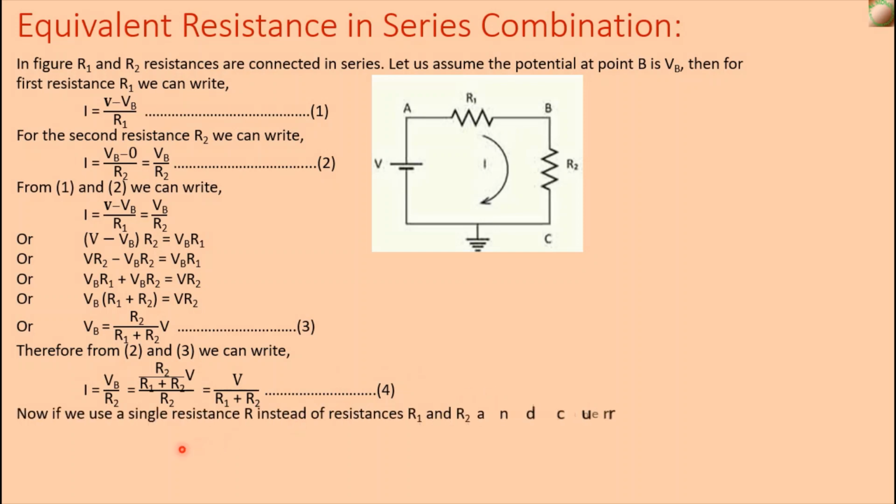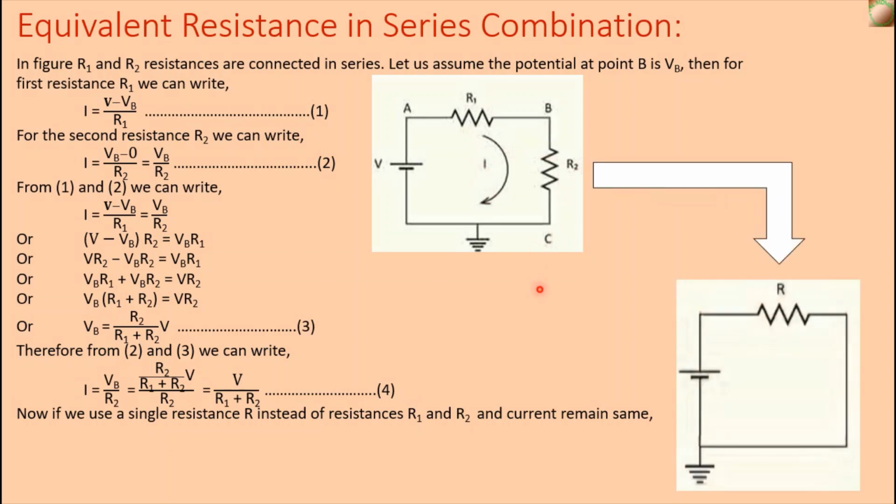Now, if we use a single resistance R instead of resistances R1 and R2, the current flowing through this circuit will remain the same. Therefore, we can write I is equal to V. Here the potential is V and the resistance is R. Therefore, from Ohm's law, I is equal to V divided by R, equation 5. And in equation 4, I is equal to V divided by (R1 plus R2).